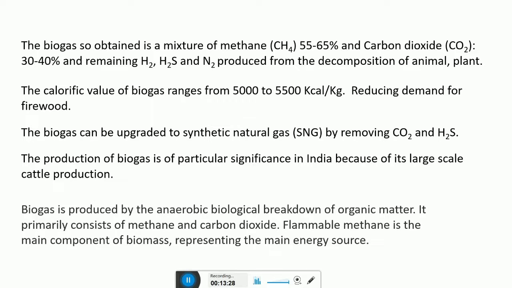A few other materials through which biogas can be generated are algae, crop residues, agro waste, garbage, kitchen waste, paper waste, seaweed, human waste, waste from sugarcane refinery, water hyacinth, etc. Biogas is produced by the anaerobic biological breakdown of organic matter. It consists of methane and carbon dioxide. It is flammable. Methane is the main component of biogas, which is an energy source.